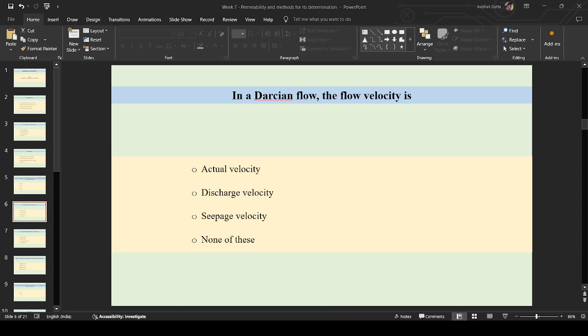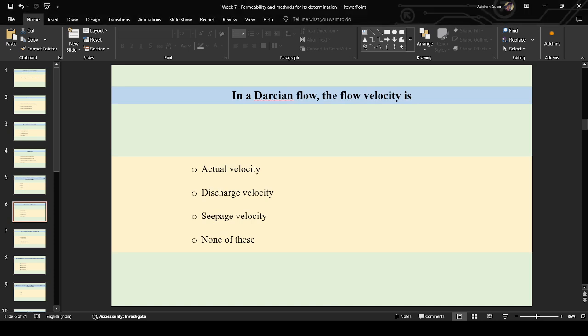In a Darcian flow, the flow velocity is: first option, actual velocity; second option, discharge velocity; third option, seepage velocity; last option, none of these.